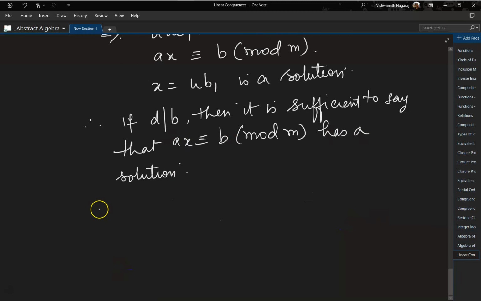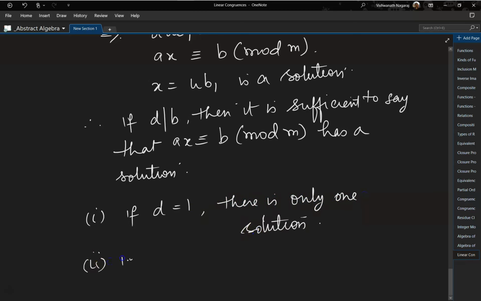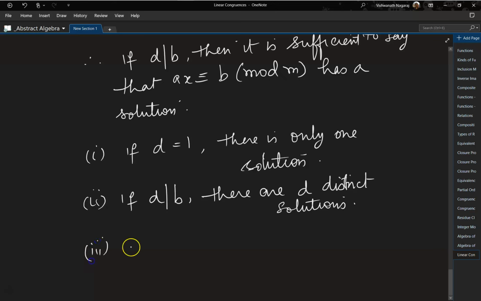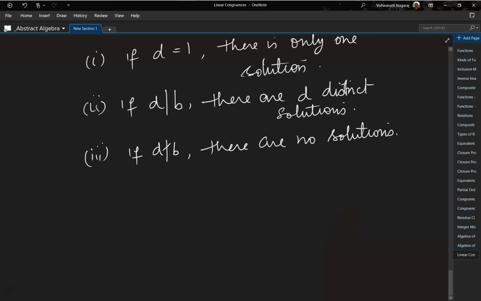Okay, now a few points. If D, that is the HCF or GCD, is equal to 1, then in that case there is only one solution. If D divides B, then in that case there are D distinct solutions. And if D does not divide B, there are no solutions.